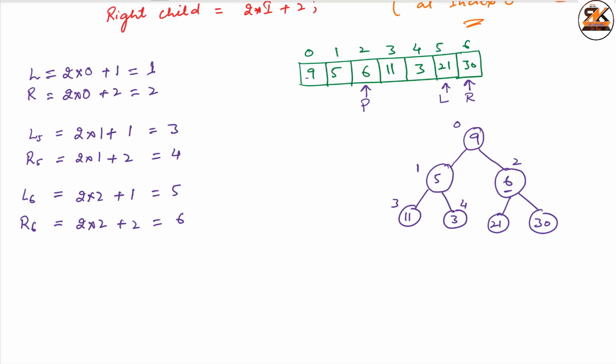Okay, so this is how this binary tree, a complete binary tree, can be represented in this array. Okay, this is the array representation of this binary tree.